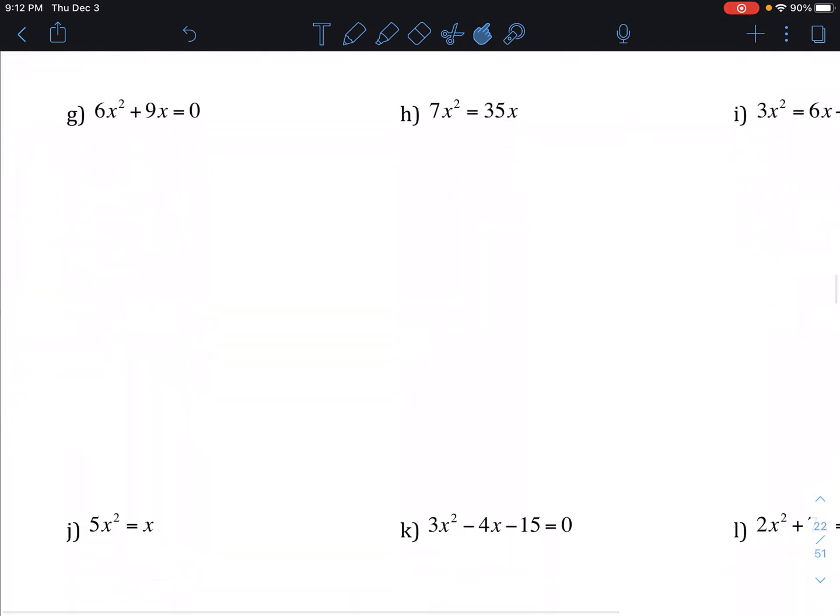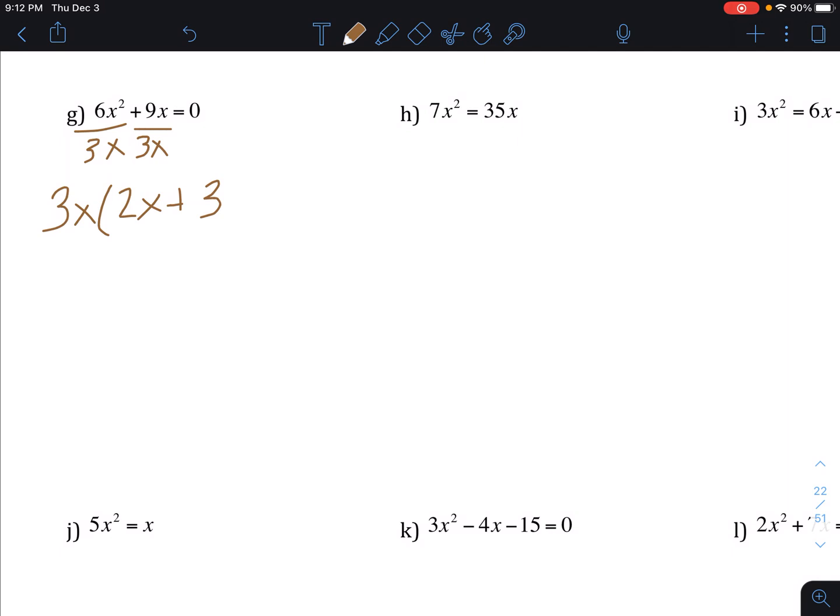Okay, letter G. It is set equal to 0. GCF, yes, absolutely. What's the GCF here? Should be 3x. And then divide by 3x carefully. 6x squared over 3x is 2x. Plus 3x divided by 3x is 3. The x's cancel.